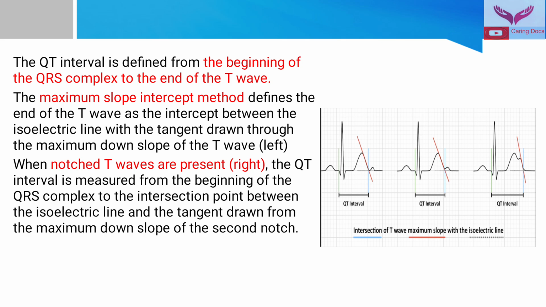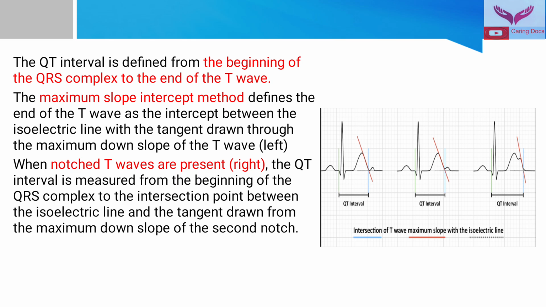So the QT interval is defined from the beginning of the QRS complex to the end of the T wave. The maximum slope intercept method defines the end of the T wave as the intercept between the isoelectric line and the tangent drawn through the maximum downslope of the T wave, as we can see on the left.